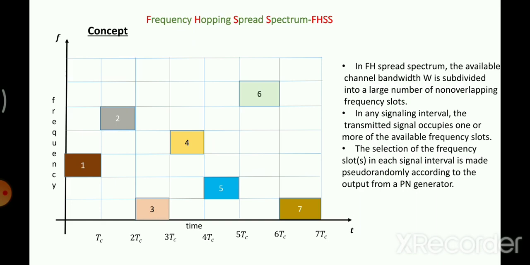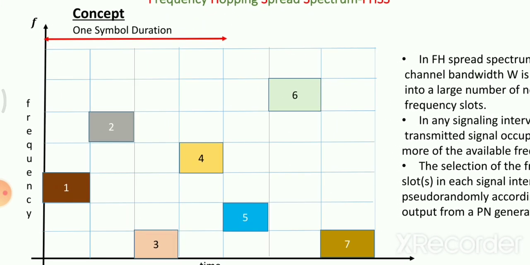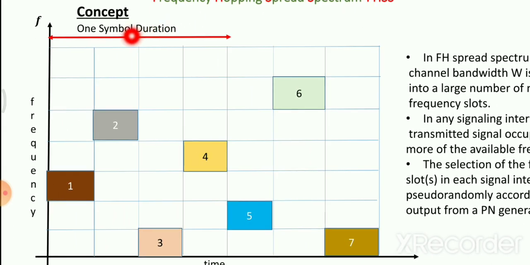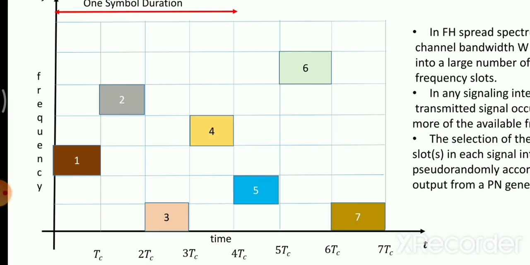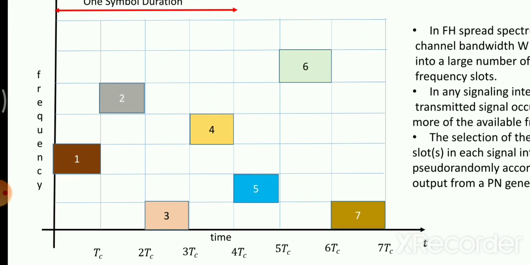Now let us say your bit duration is given like this. This is the bit duration. Within one bit duration TB, how many times has the carrier frequency changed? 1, 2, 3 and 4 times. It has changed 4 times. So within one bit duration, 4 times changing means the rate of hopping is very fast. So it comes under fast hopping spread spectrum.